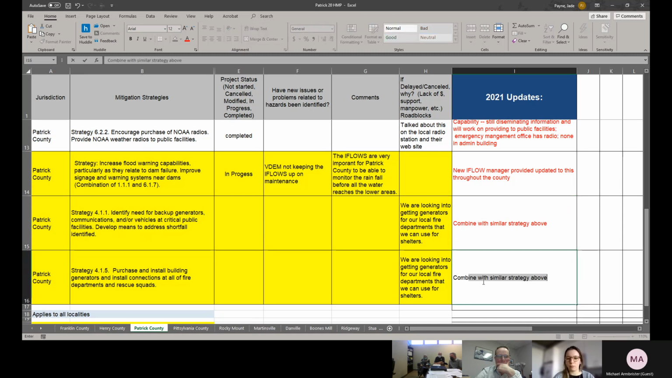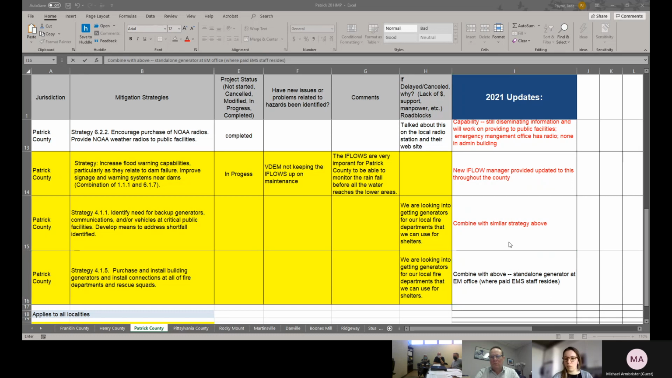Okay. We were able to, at my office, where the paid EMS staff is also and our EOC, we do have a standalone generator there now. Okay. Were you able to get FEMA grants for any of those, or did you just do it on your own? The county used CARES funds for that. Oh, okay, all right.